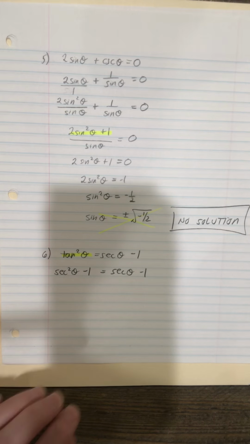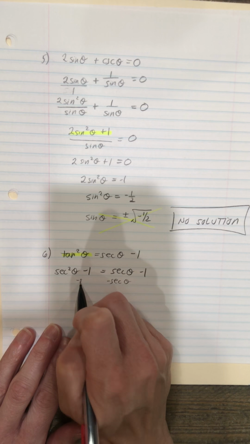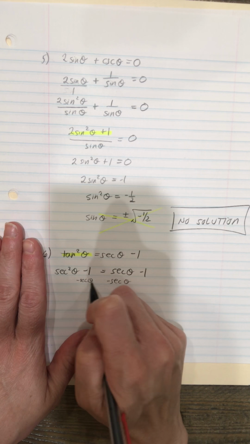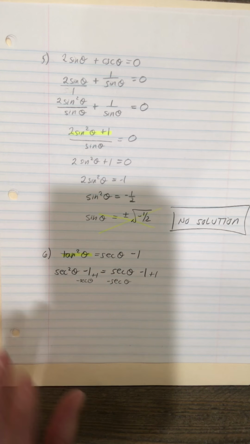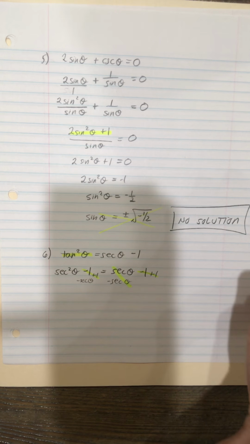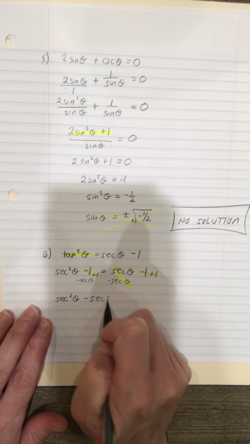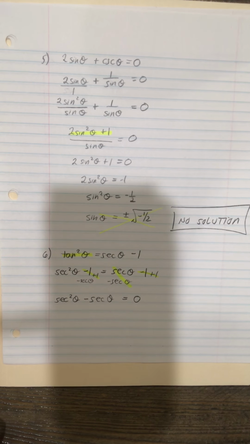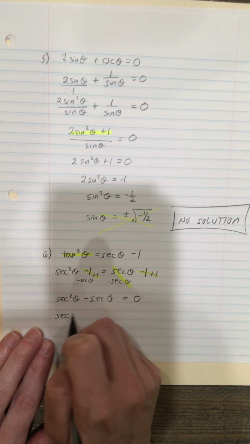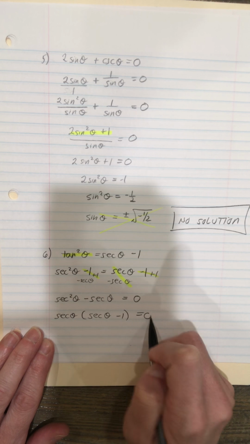So if I solve this, I can subtract secant and add 1. When I add the 1 on both sides, the 1's just cancel. Here the secants cancel. And if you look, I get secant squared theta minus secant theta is equivalent to 0. Now I have an equation that I can factor because secant squared and secant have a common secant factor. So I can say secant theta times the quantity secant theta minus 1 is equivalent to 0.